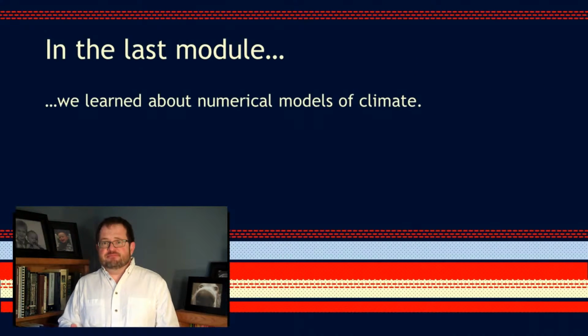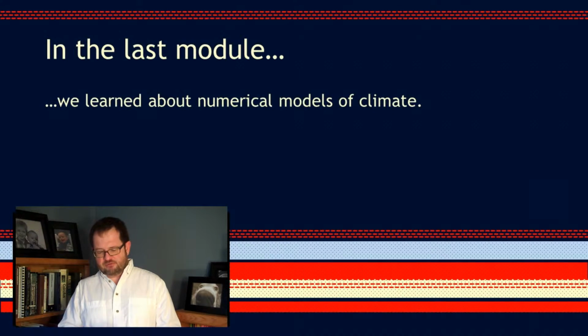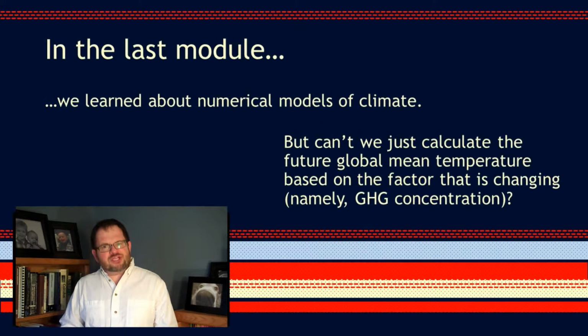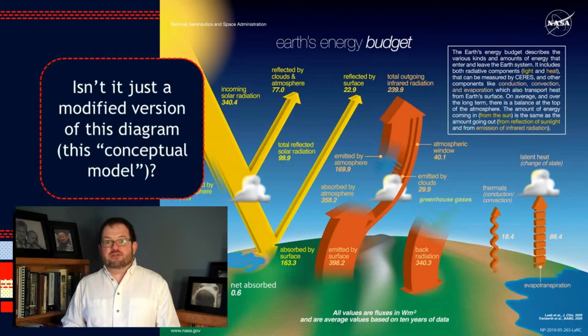You know, in the last module, we learned about these climate models, these big numerical models that run on supercomputers, take weeks to run, etc. A valid question to ask would be, why? Why do we need all that? Couldn't we just compute something like the future mean global temperature based on whatever the factors are that we're changing, like the greenhouse gas concentrations and so on? I mean, we've had simple conceptual models like this really almost all semester. Isn't our situation when we change the greenhouse gas concentrations basically just a modified version of this conceptual model?